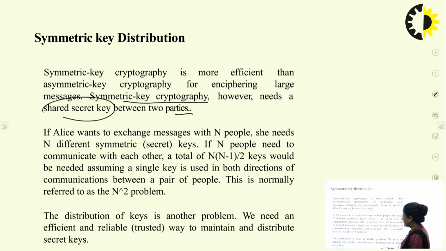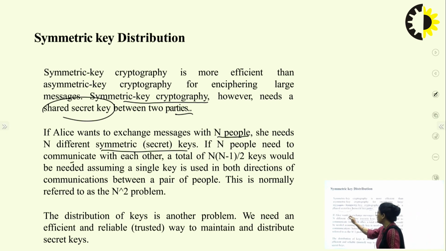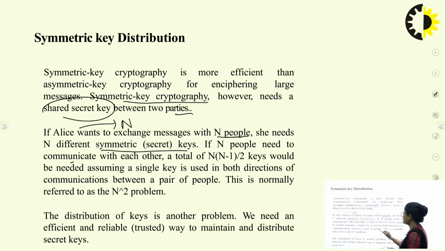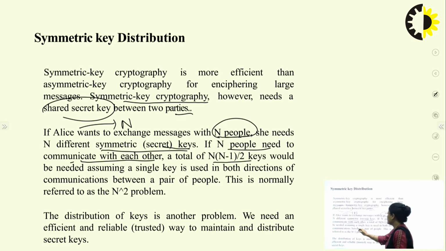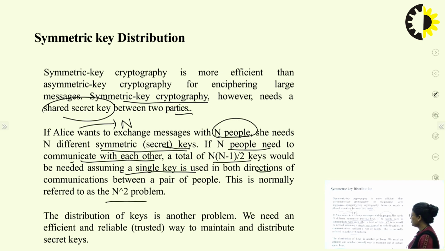If Alice wants to exchange messages with n people in the network, she will obviously need n different symmetric keys. But if each of these n people again wants to communicate with each other, we need a total of n(n-1)/2 keys. Why so? Because we are assuming a single key is used in both directions of communication between a pair of people. This is also referred to as the n squared problem.